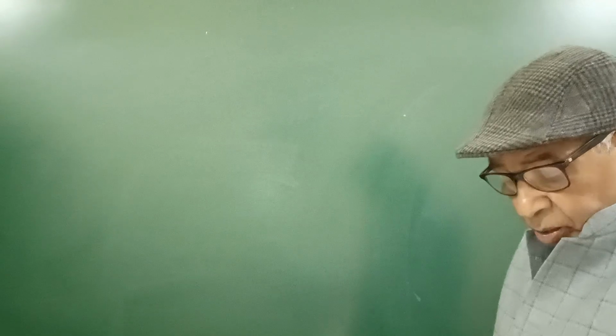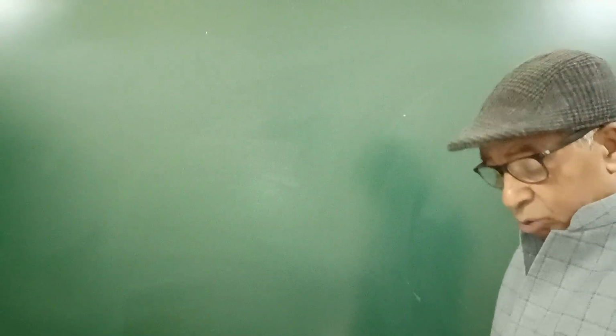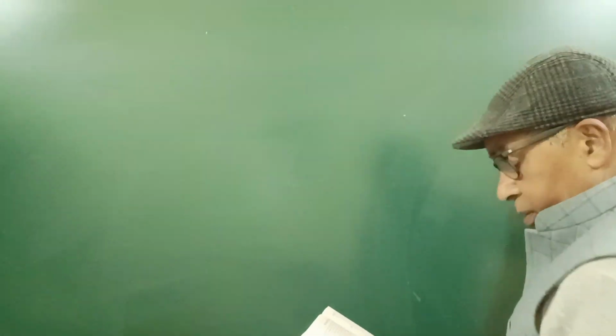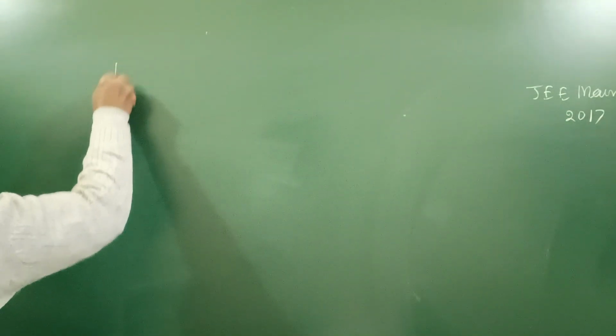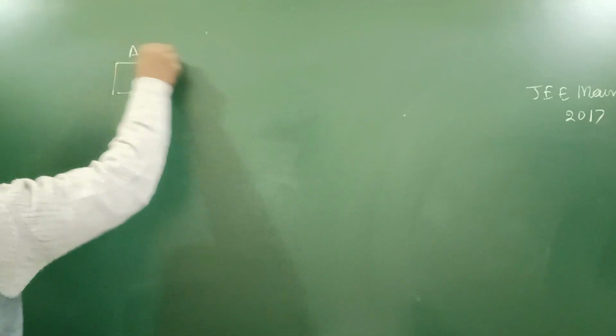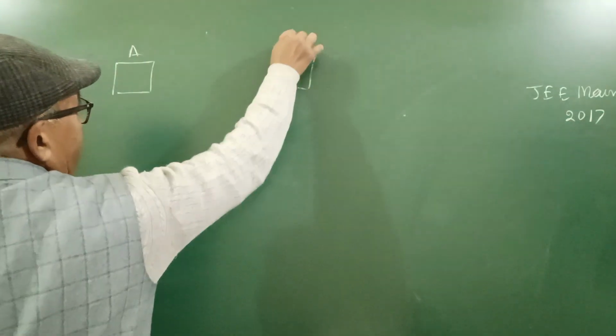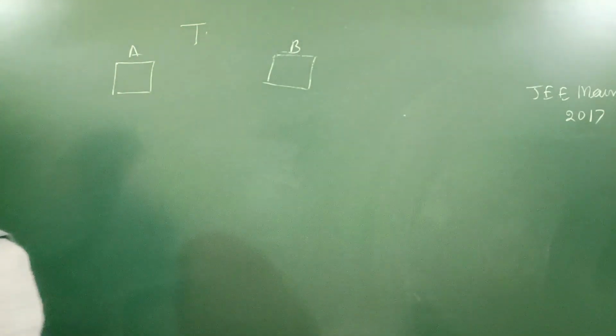Now the next question is again a good question, and has been asked in JEE Mains 2017. The question is: a radioactive nucleus A with half-life T decays into B. A element is there, it decays into B, half-life T.